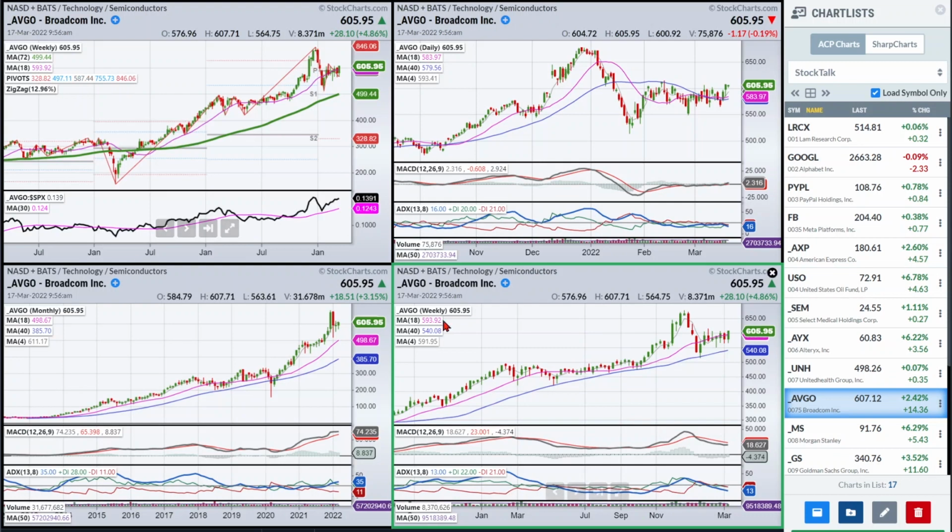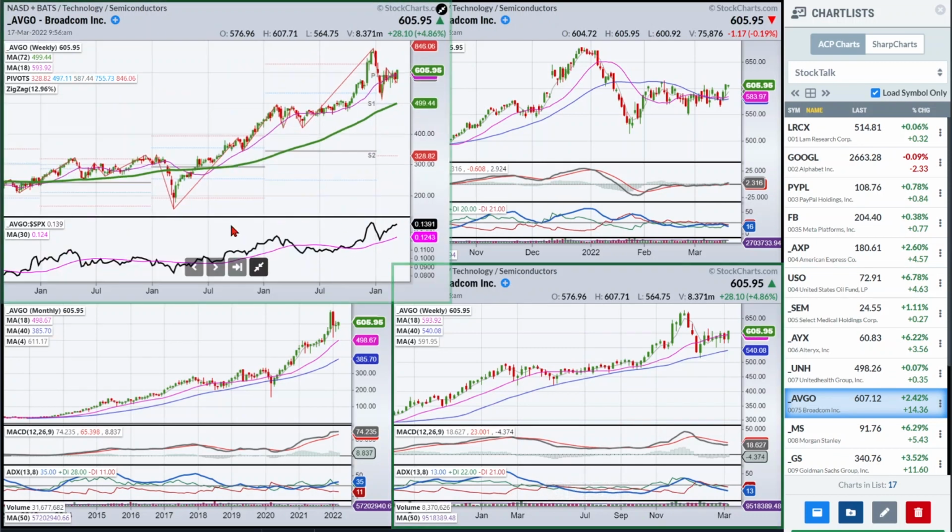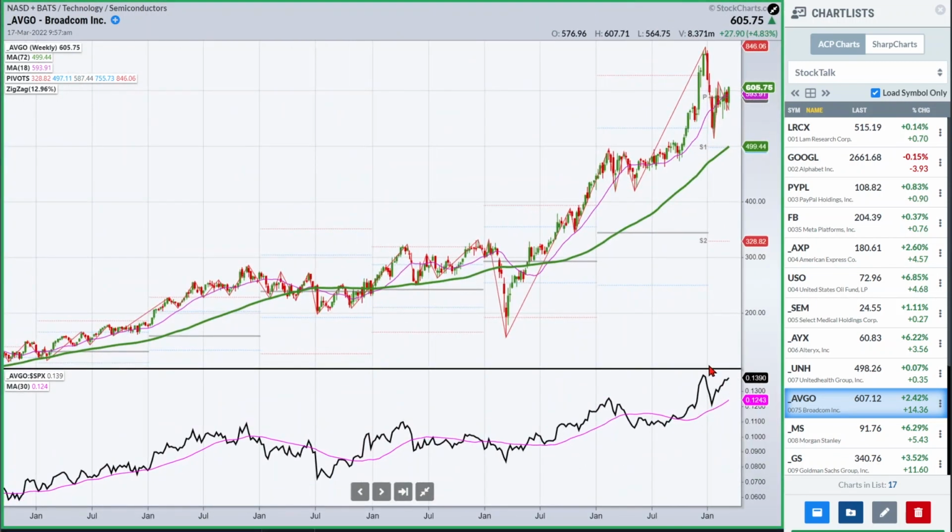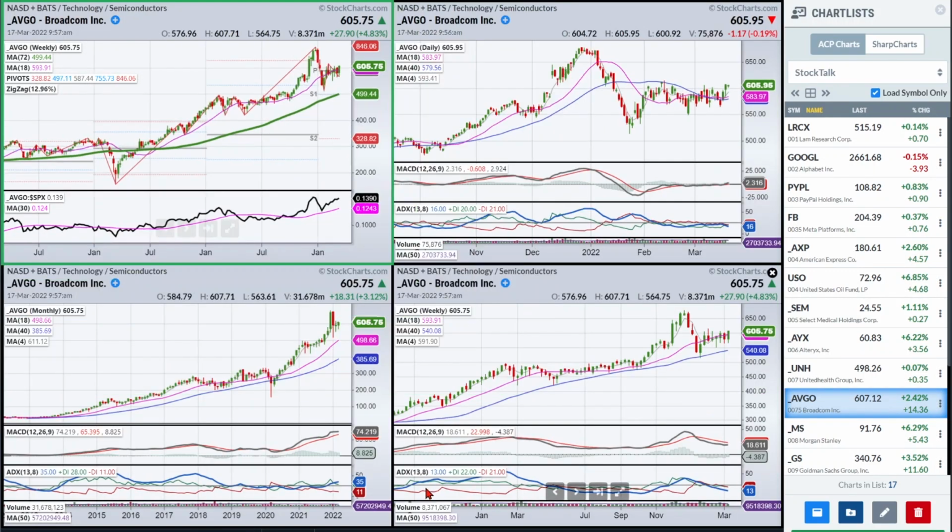AVGO. So this is a relative strength stock. Look at the relative strength line. You see how well this is holding up? It has held up very, very well. Here's my problem. Again, we're stretched away from the 18 months. So this is not a long-term investment for me. I don't want to do this when I'm a little too far away from the 18 month, no matter how strong it has been.